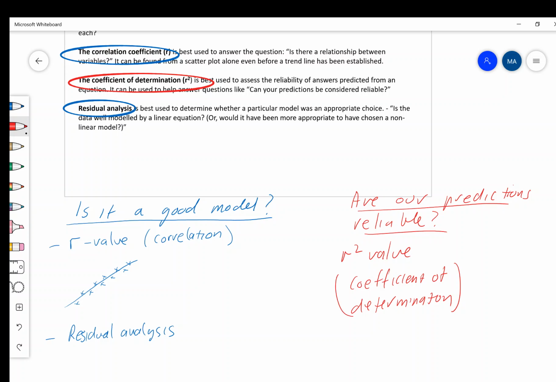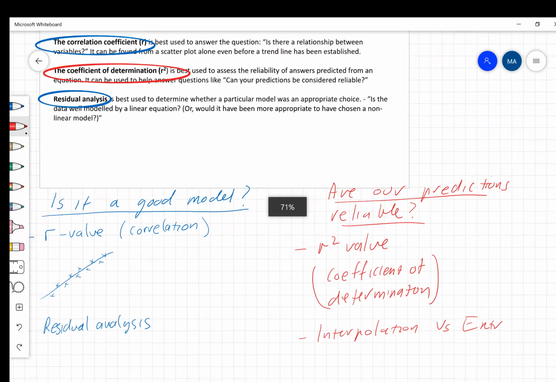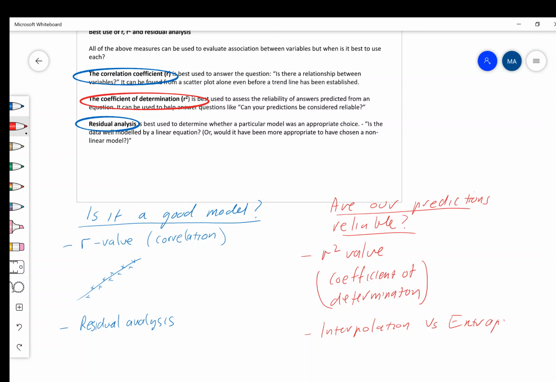Now, the other important point, which isn't on this page at the moment, is whether or not we're interpolating or extrapolating. So interpolation versus extrapolation is also important. And of course, the interpolations are the reliable ones, provided everything else is in order.